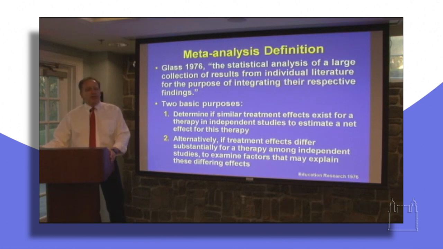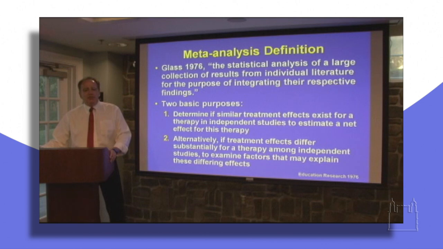First, a definition of what is a meta-analysis. It was defined in 1976. It's the statistical analysis of a large collection of results from the individual literature for the purpose of integrating their respective findings. There are two basic purposes to a meta-analysis. One is to determine if similar treatment effects exist for a therapy in independent studies, to estimate a net effect for this therapy in the setting that you think each one of the individual studies was underpowered. But I think the more interesting use of a meta-analysis, and I'll discuss it in detail today, is if the treatment effects differ substantially for a therapy among independent studies, and that's to try to determine what may explain these differing effects. And I believe you learn mechanisms and understanding of disease processes by doing this type of a meta-analysis.